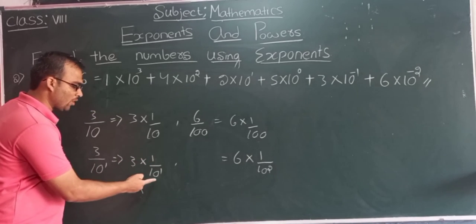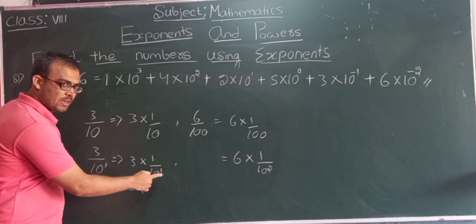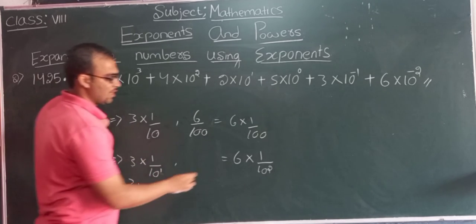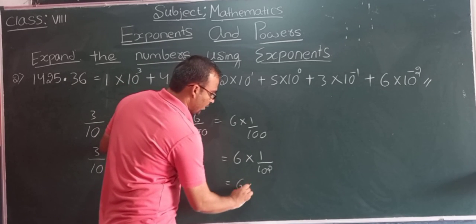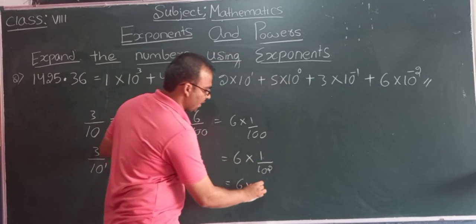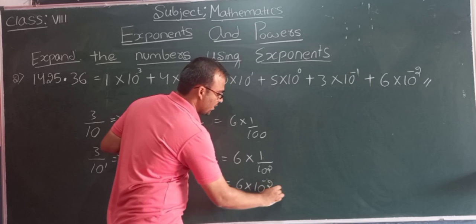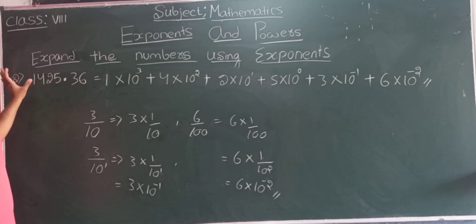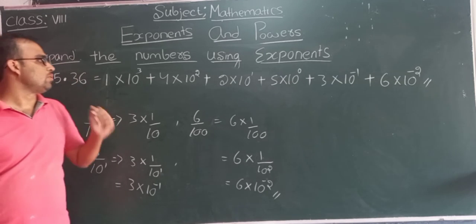Next, when we take the reciprocal of this, here the positive exponent value is 1. So when we take the reciprocal, what do we get? Minus 1. And look at here, 6 into, when we take the reciprocal of this, what do we get? The negative exponent is minus 2. So this is how we can write the expansion of any numbers using exponents.